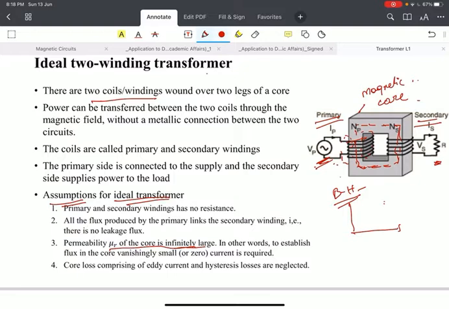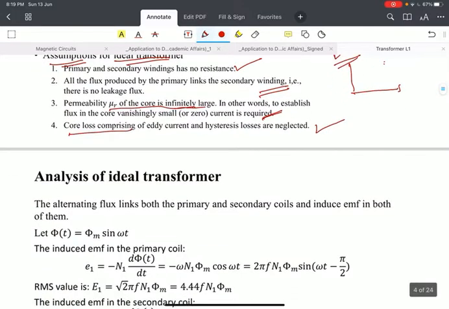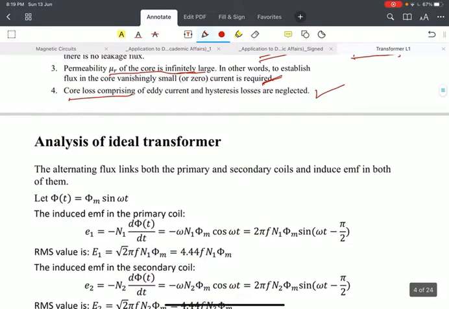This we have discussed. So we will also assume that the core losses, comprising eddy current and hysteresis losses, do not exist in an ideal transformer. In order to understand the transformer, we are basically neglecting the core losses. We are neglecting the losses of the windings. We are considering there is no leakage flux, and we are considering that the permeability of the material is infinite. Therefore, a minimum current is required to establish the flux. So let us analyze an ideal transformer.